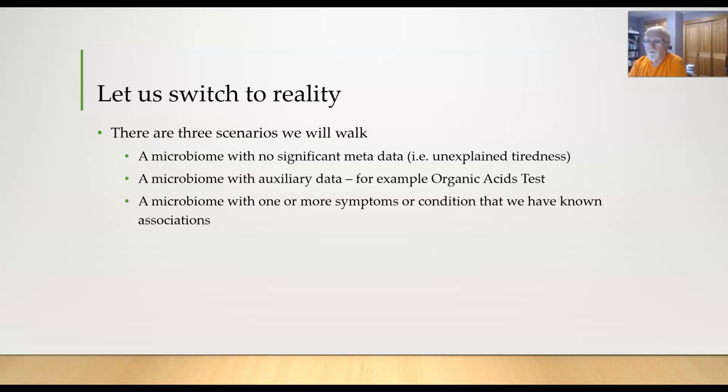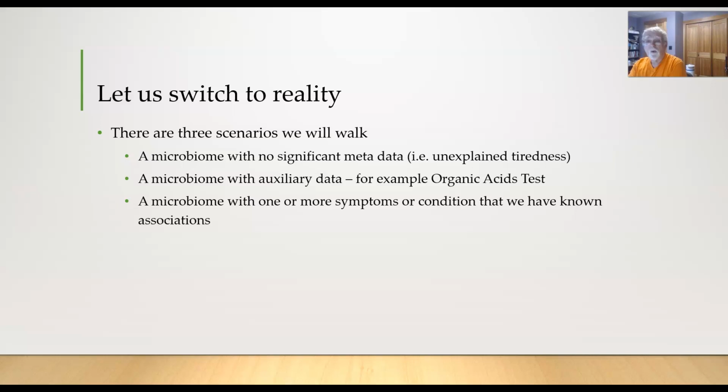Okay, we often have a microbiome with no significant metadata. For example, unexplained tiredness. The person doesn't have a condition like diabetes or cardiac issues or brain trauma. So we have just a basic microbiome and a symptom, headaches, mood swings, which we may not have much metadata on. We may also have, in our case, a microbiome with auxiliary information, for example, organic acid tests, which I often find that people I'm working with have that information available.